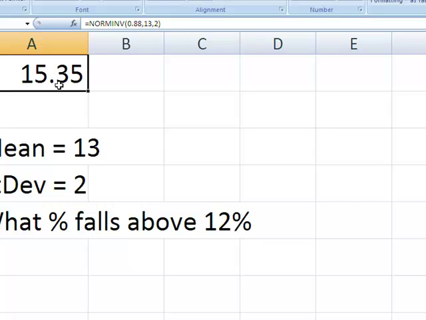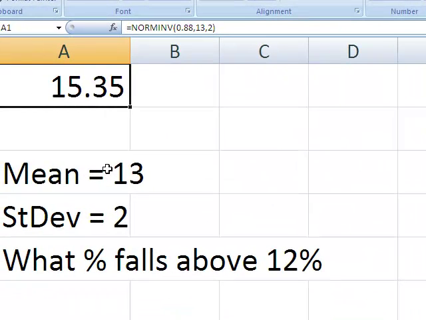And I'm going to be able to tell you that for a distribution with a mean of 13, standard deviation of 2, 15.35 is the location in the curve above which 12% of the data falls. Remember, you can solve these by hand, as he shows you on page 212, using the guts, so to speak, of the normal curve table, or you can just jump over here to Excel and do them this way.